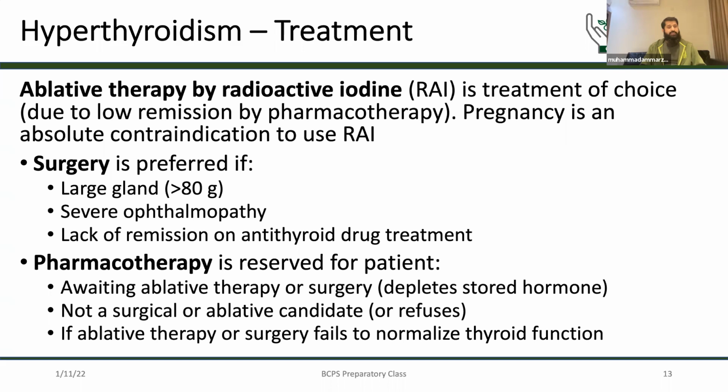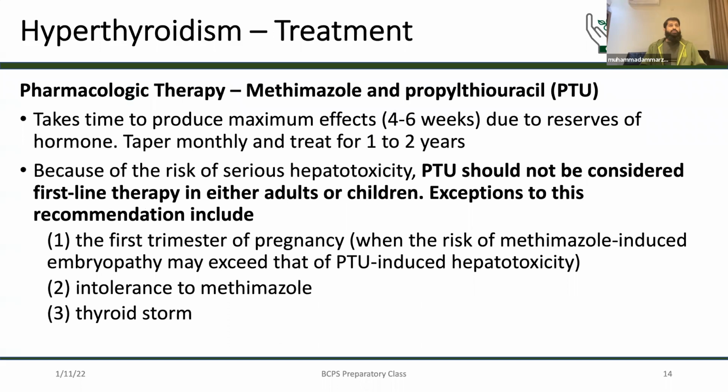If the patient is not a surgical or ablative candidate, or he or she refuses to undergo ablative therapy or surgery, then obviously pharmacotherapy is an option. And if ablative therapy or surgery fails to normalize thyroid function, then pharmacotherapy is used as an adjunctive therapy. So which pharmacological agents do we have?